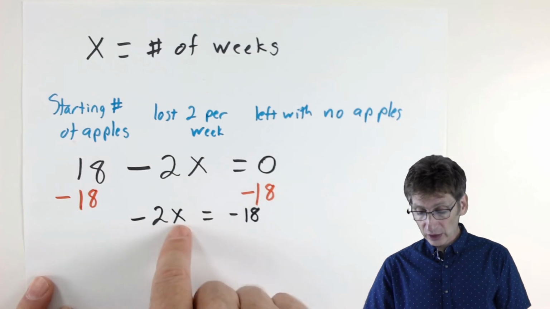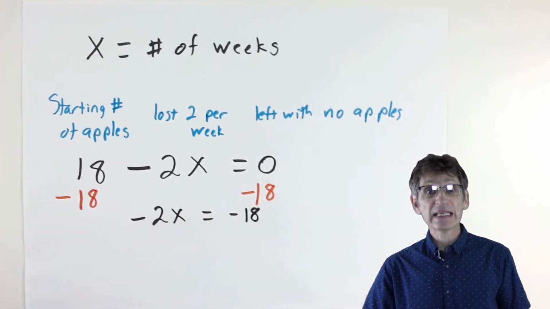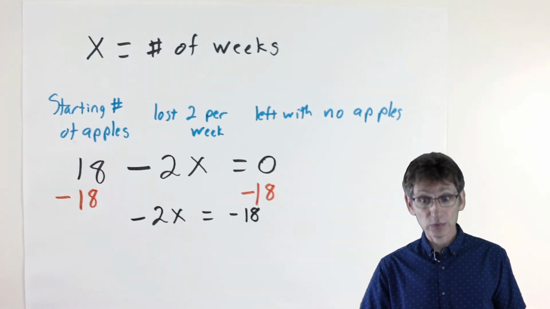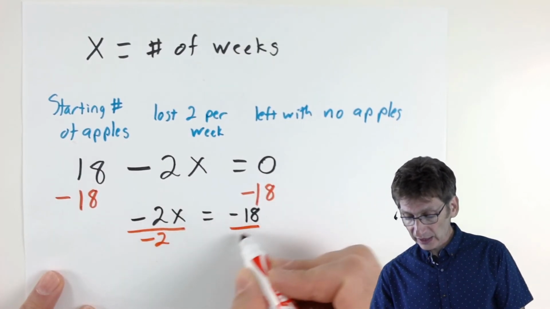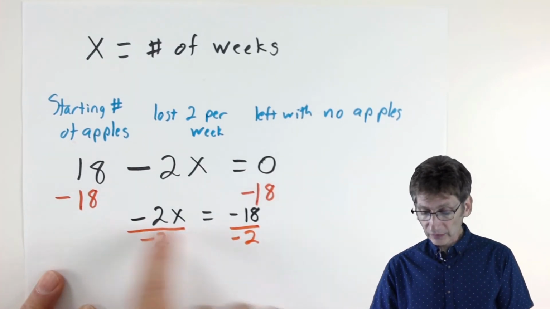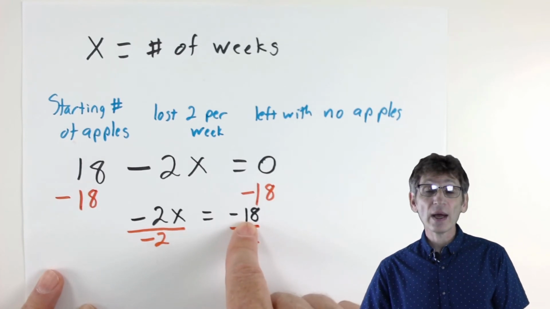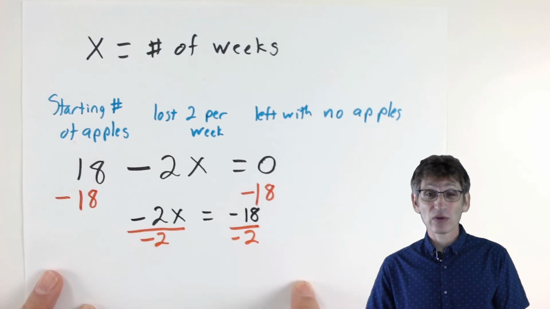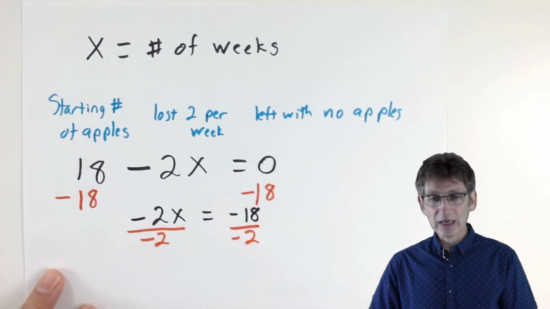The next step, to get x by itself, right here x is being multiplied by negative 2. The inverse operation of multiplying by negative 2? Dividing by negative 2. So I divide both of these sides by negative 2. Interestingly, even though I have negatives in this equation, those negatives will go away and I'll end up with a positive result because I do need to have a positive number of weeks, otherwise this problem isn't going to make any sense. Negative 2x divided by negative 2.